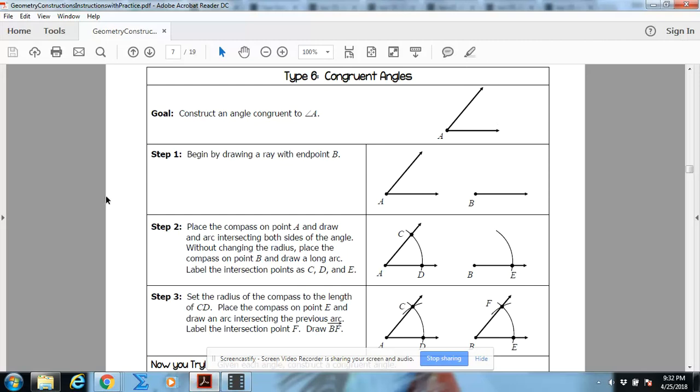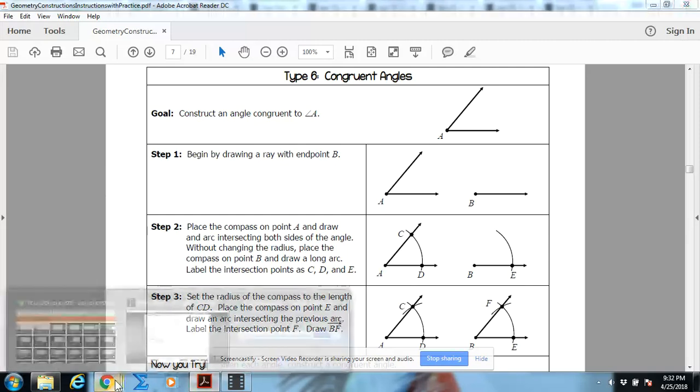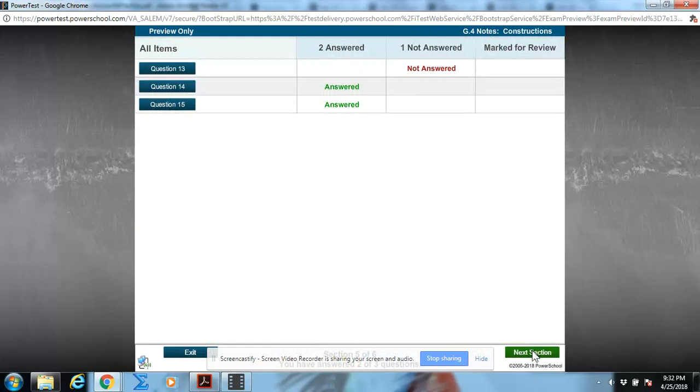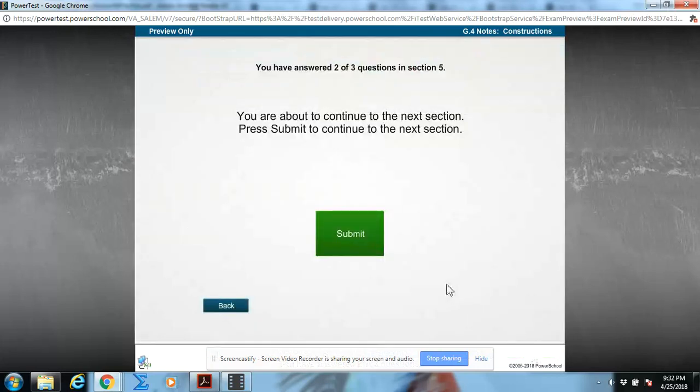All right, so I have my paper copy of notes ready to go. And over here in the digital notes, they're called notes, constructions. I'm moving on to section 6, the final section.